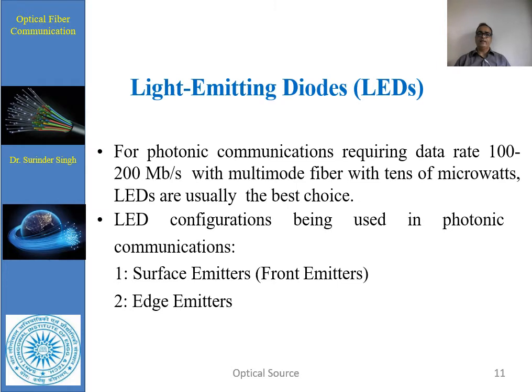Next is the LED. For photonic communication with multimode fiber, there is a requirement of data rates around 100 to 200 megabits per second, and tens of microwatts of power are required. The LED is a sufficient choice for multimode fiber. LEDs are basically available in two forms: surface emitting LED as well as edge emitting LED.